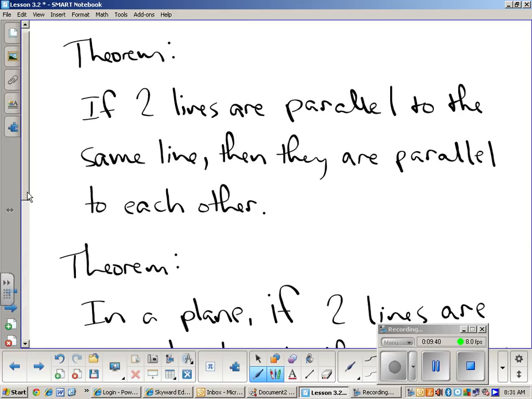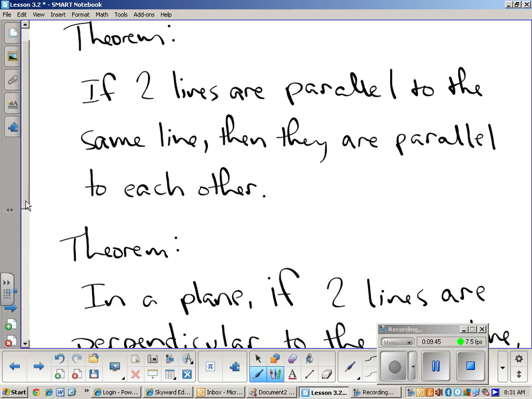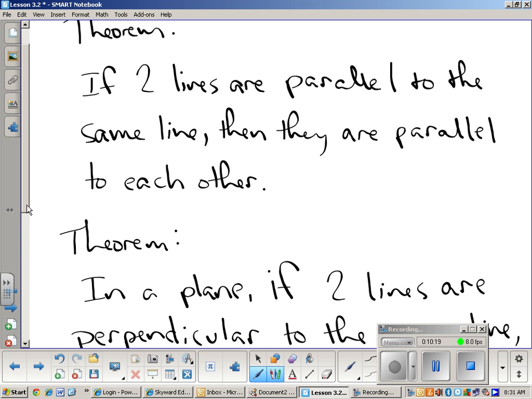So here we have two other theorems. They don't have special names. Go ahead and copy this down. It says if two lines are parallel to the same line, then they are parallel to each other.